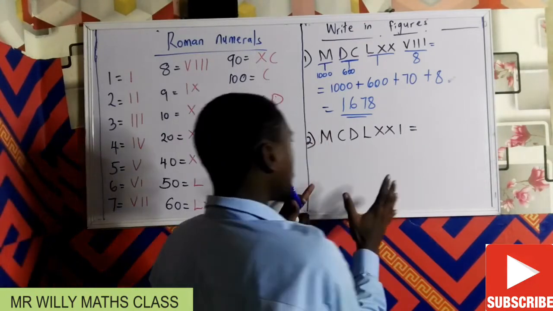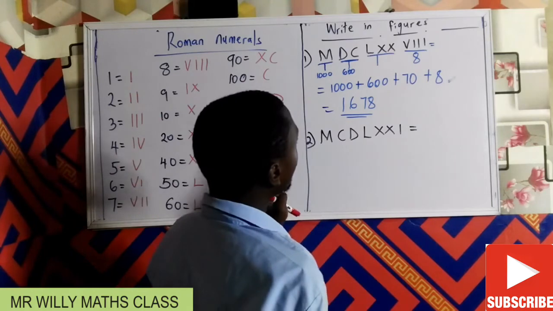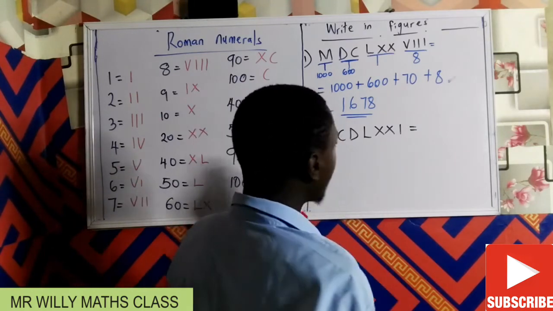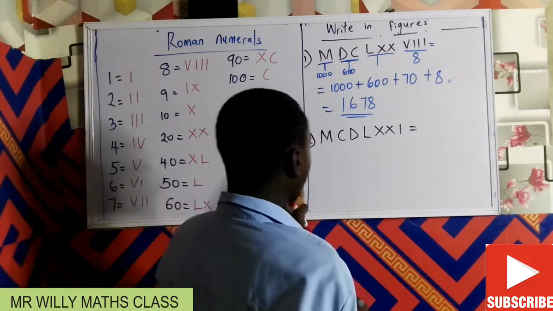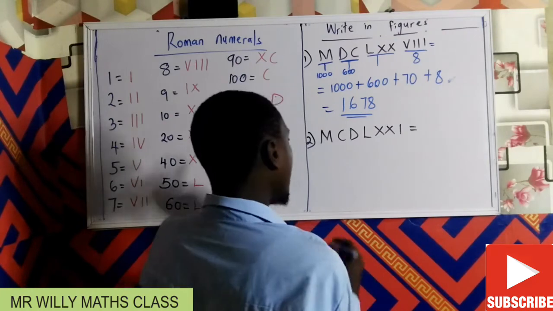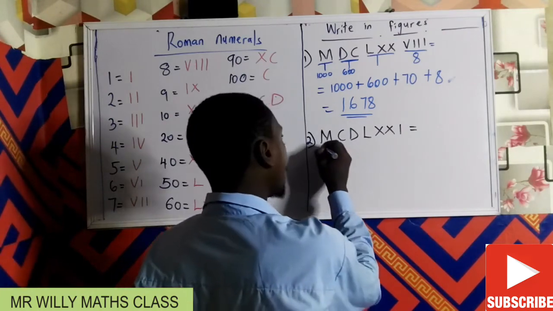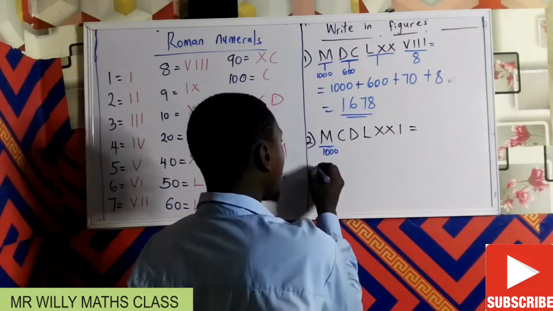We're going to use this example too and solve it together. When you want to change Roman numerals into Indo-Arabic figures, you start from the left hand side. You start your workings from the left hand side. I'm going to start now. The first letter here is capital letter M, which stands for 1000.